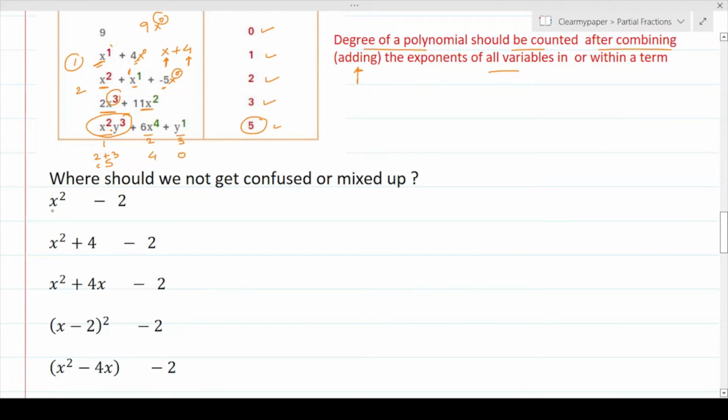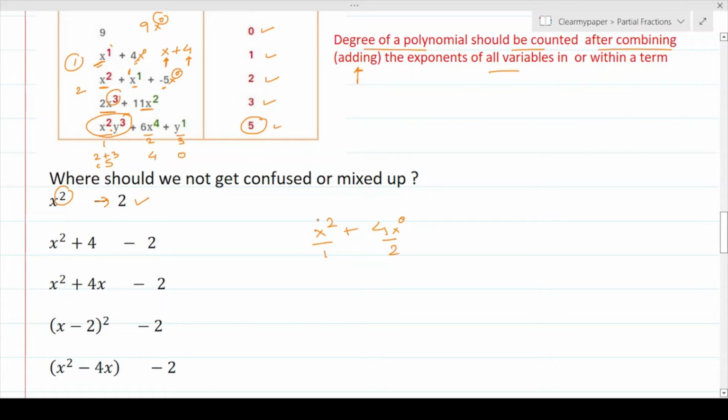Okay, so this is x raised to the power 2. There's only one term, and what is the highest power? It's 2. So this is not a negative sign, this is just saying it's a degree. So the degree is 2 over here. Now let's take this example. This has got two terms, right? Over here, x square plus 4. This is term 1 and this is term 2. And term 2 is as good as saying x raised to the power 0.